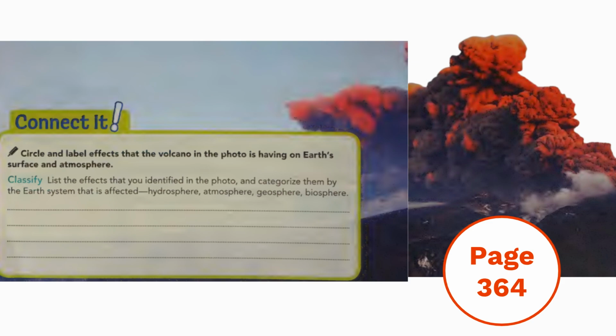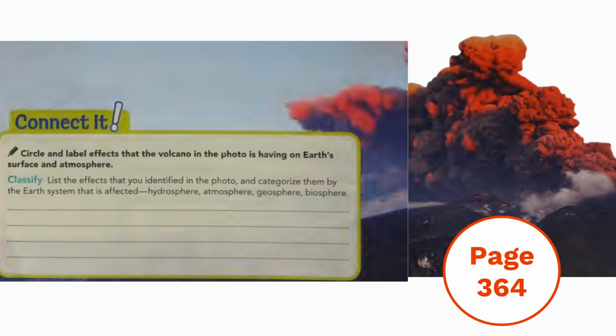Let's begin with the Connect It section on page 364. Circle and label the effects that the volcano in the photo is having on Earth's surface and atmosphere. Pause the video to complete this task. If you have completed the first task, continue with the opening question.